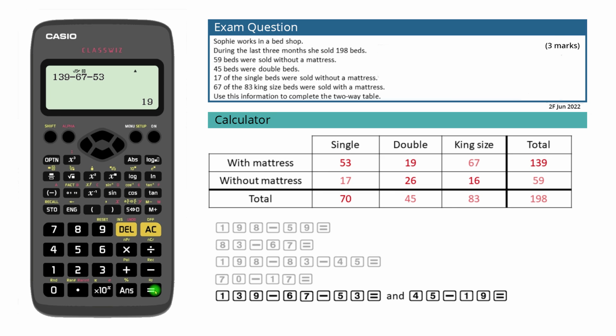Finally, we can do the second row. I chose to do this by subtracting 19 from 45. Enter 45, subtract 19 and press equals. Write the answer 26 in the remaining row. You can also add all of the numbers together to check the rows and columns.